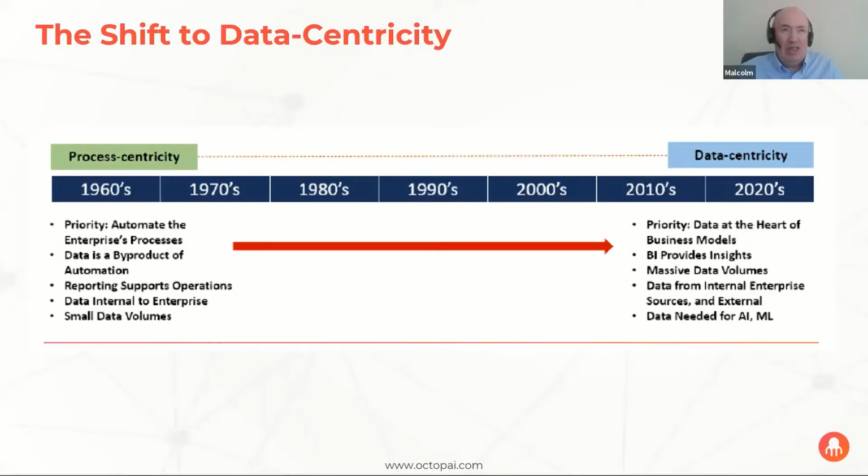Data was considered like exhaust that came out the back end of applications. It was a byproduct. People weren't really interested in it all that much. There was a need for BI activities to support automation, operational reporting, things like that. And because there was no emphasis on data, the volumes were relatively small, and it was chiefly internal to the enterprise. If we fast forward to today, beginning in the 1990s but picking up in the 2000s, it's all changed.